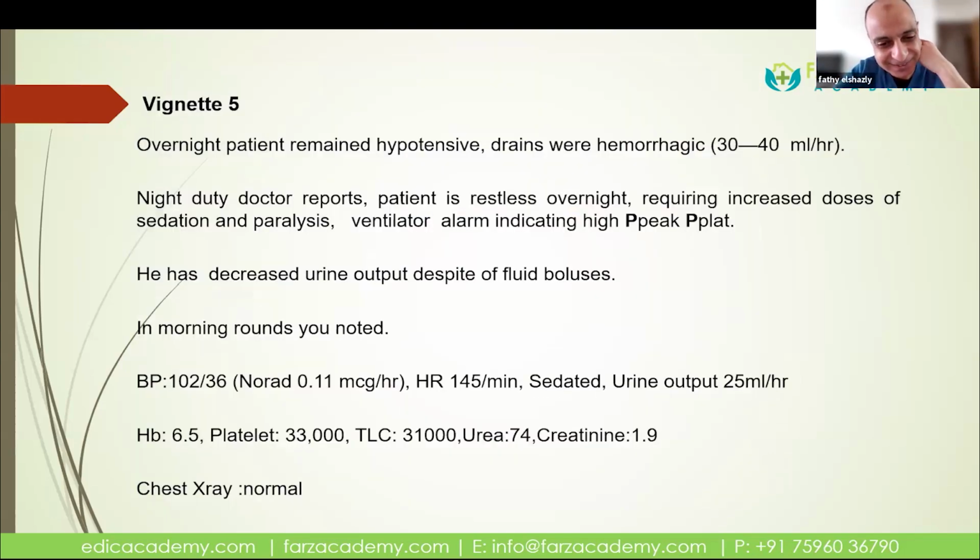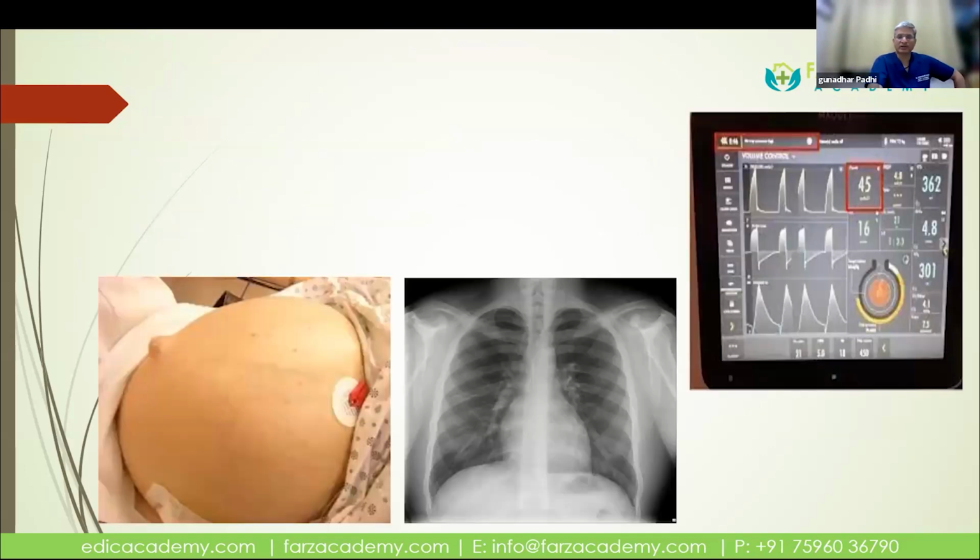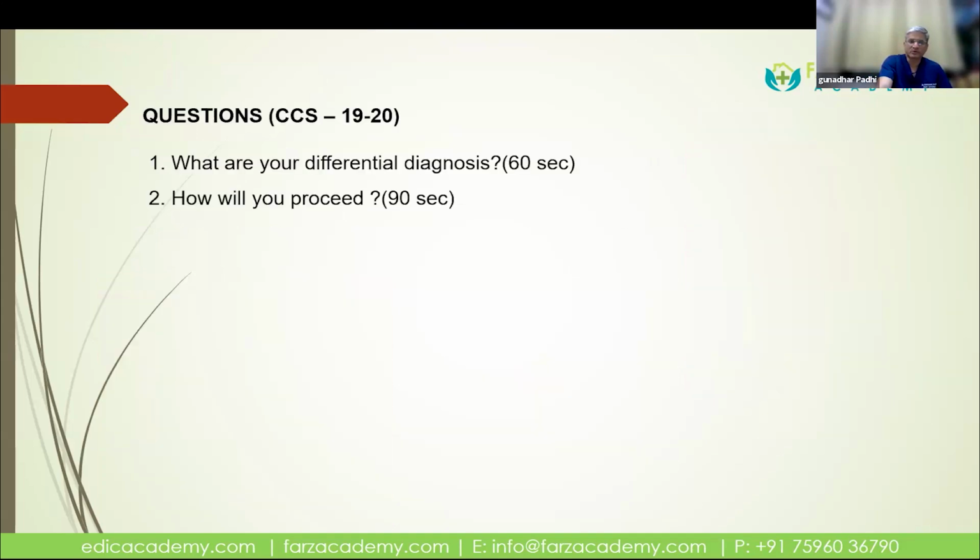So now overnight, this patient remained hypotensive. The drains were quite hemorrhagic, and the night duty doctors report that the patient is restless and his urine output was persistently low, and the ventilator alarms are repeatedly alarming for high peak and plateau pressure, and also he was on NORAD support, and the urea and creatinine have gone up. X-ray is normal, and you can see the overall picture actually. So, what is the cause of the low output, and what is the clinical state?